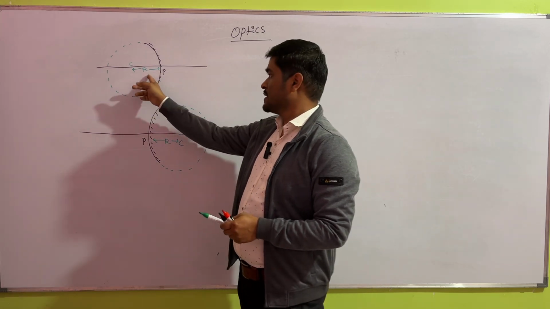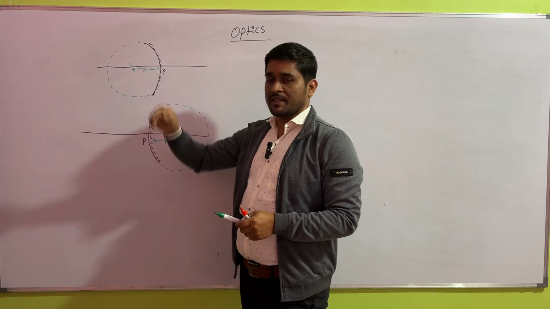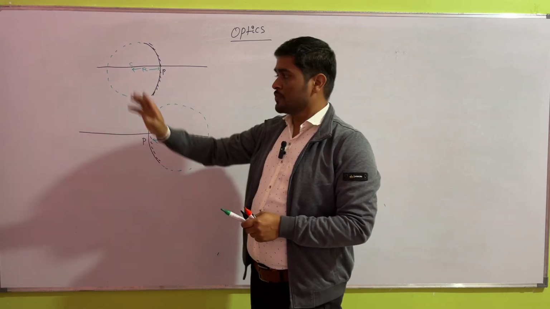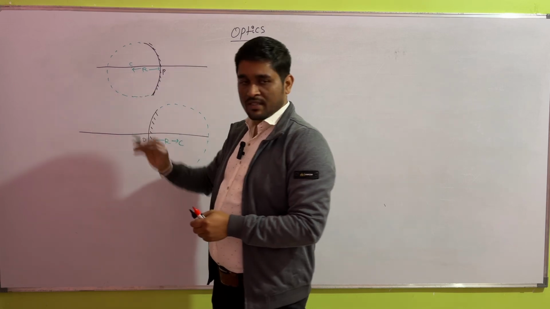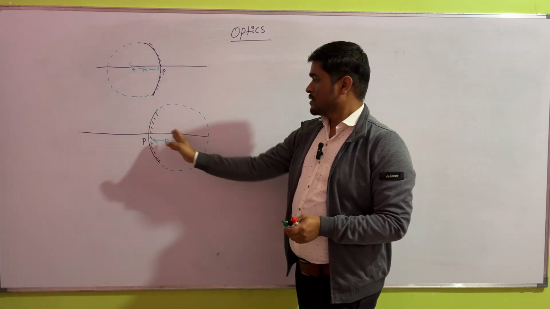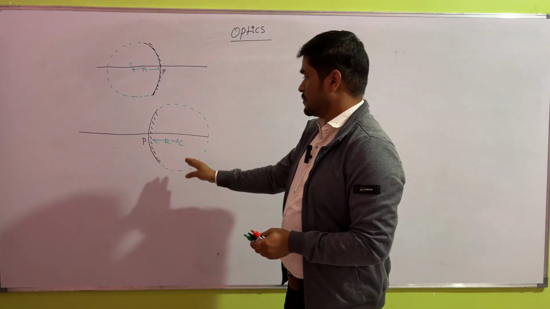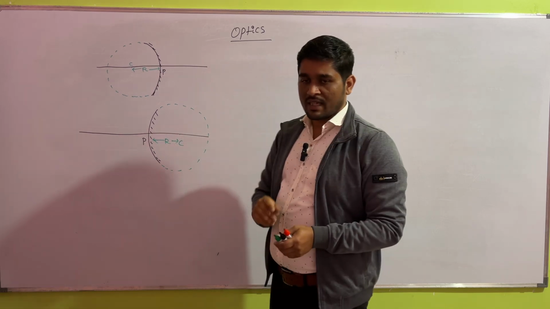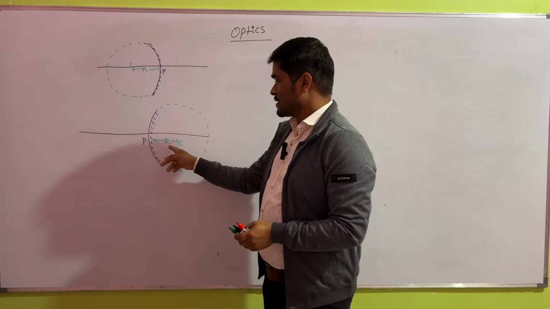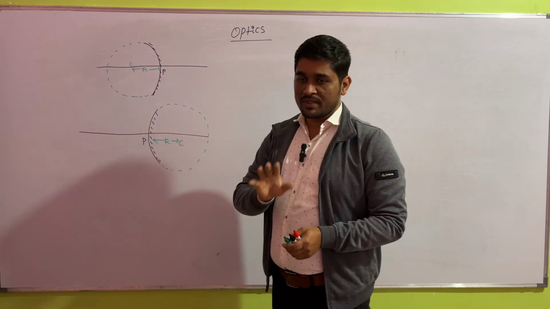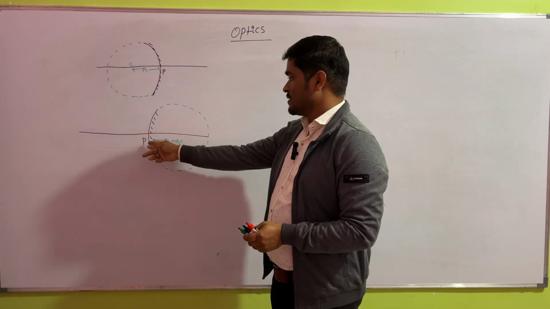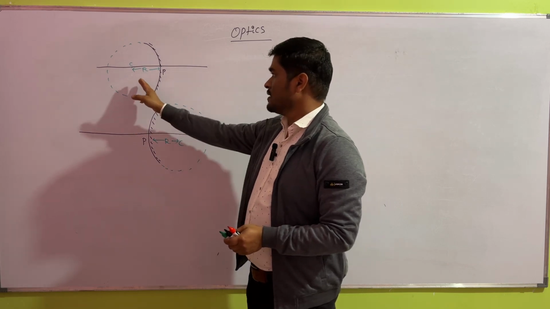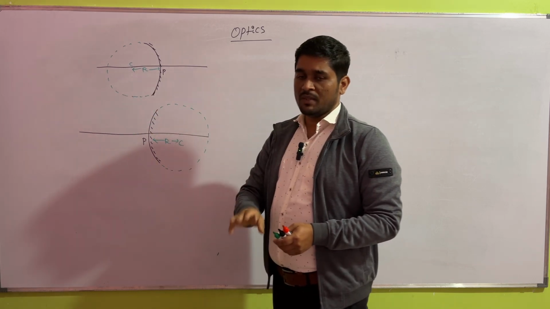Yes, the radius of curvature will be negative as it lies left to the pole. So this is negative. And for this convex mirror, by using the sign convention, we can say the radius of curvature will be positive because it lies right to the pole. That's why it will be positive, and for concave mirror it will be negative.